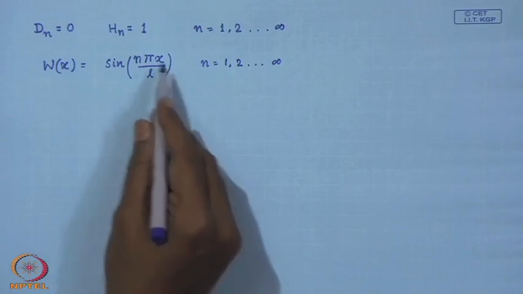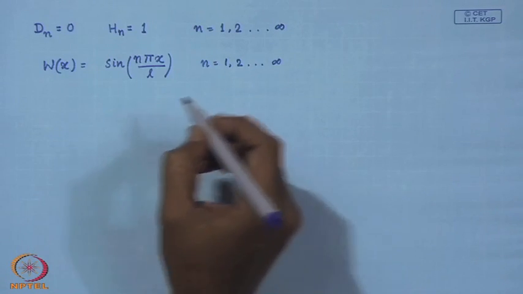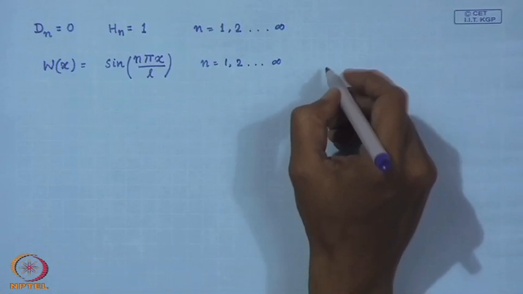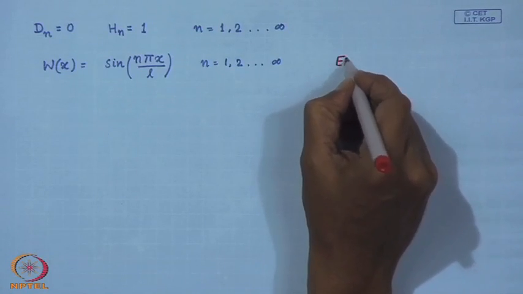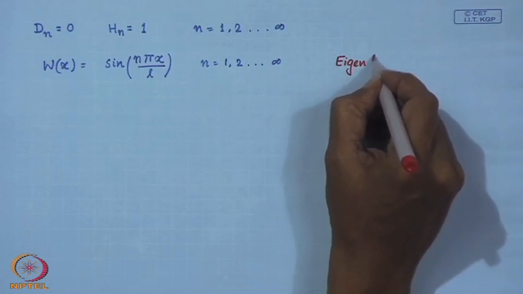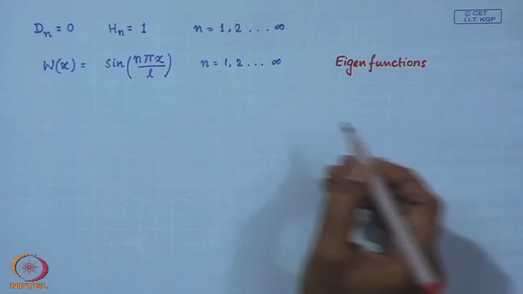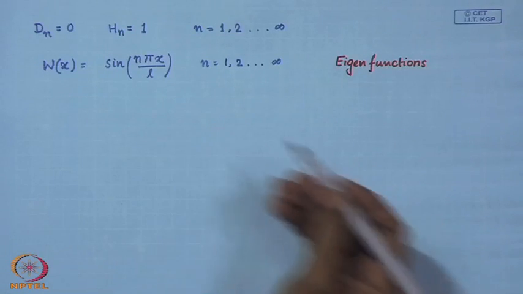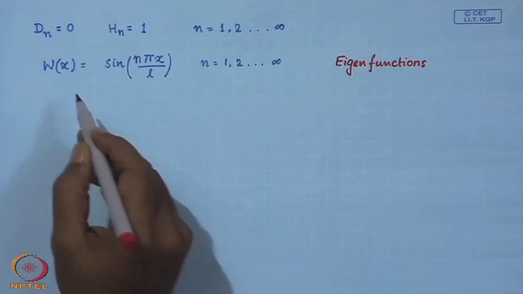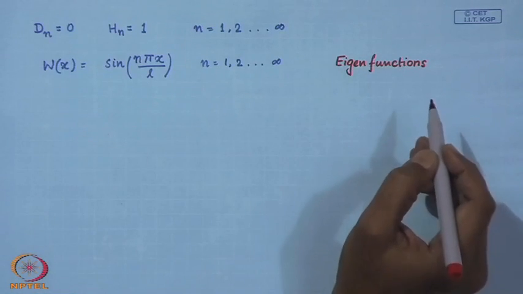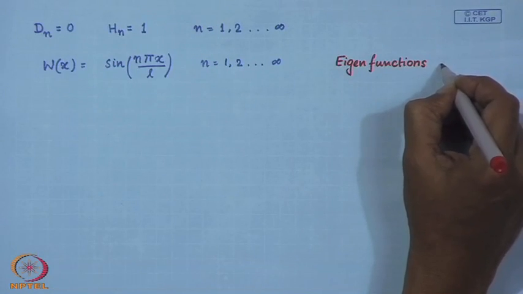These are called the modes of vibration, or they are actually the eigen functions, and again they correspond to the natural frequencies of the system. So, for every natural frequency there is an eigen function which defines or describes a mode of vibration.